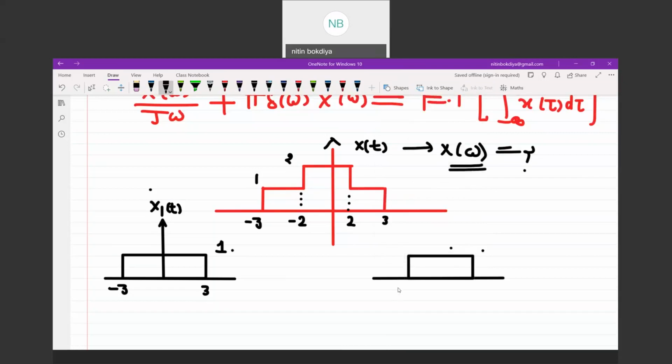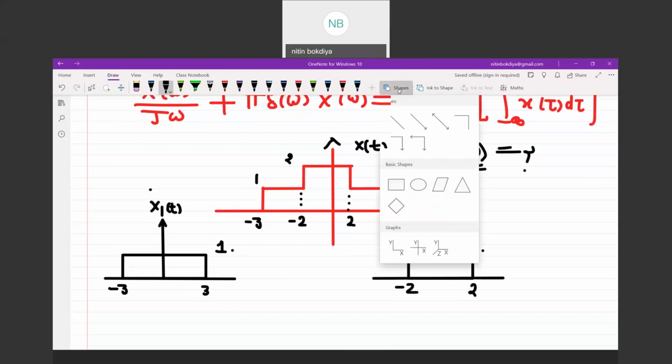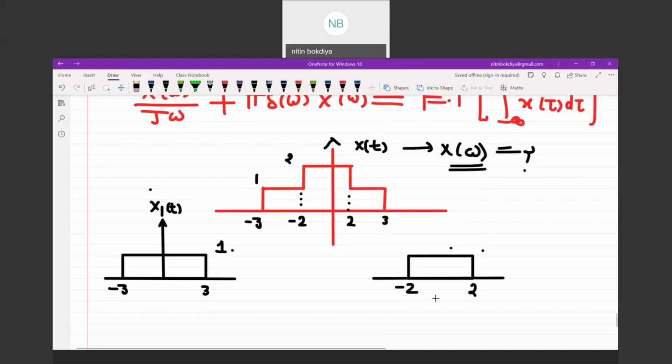The second function is this, from -2 to 2, and this function has magnitude 1. Let's say this is x2 of t. Can I say x of t is equivalent to x1 of t plus x2 of t?